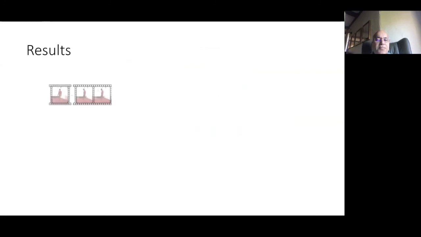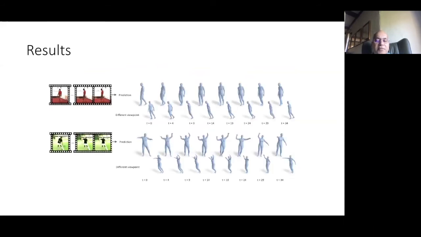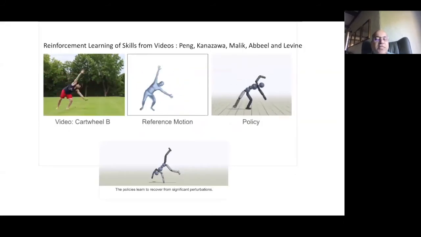Okay, so I'm going to skip the details here, but the point is we can now do predictions of 3D models and generally analyze pose. Okay. So now how do we exploit this for reinforcement learning?